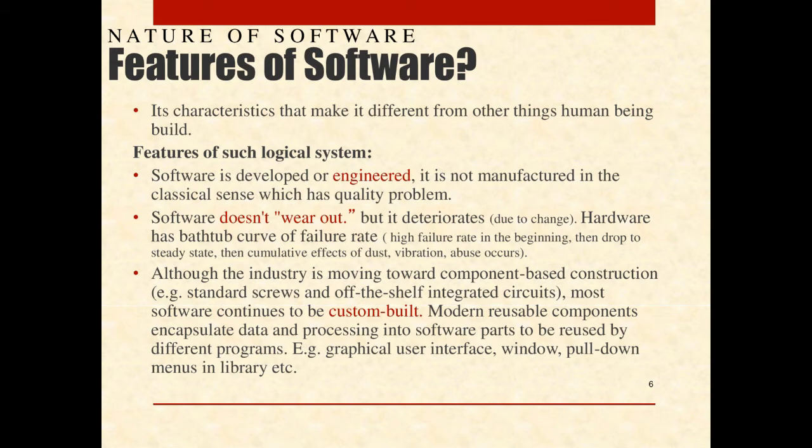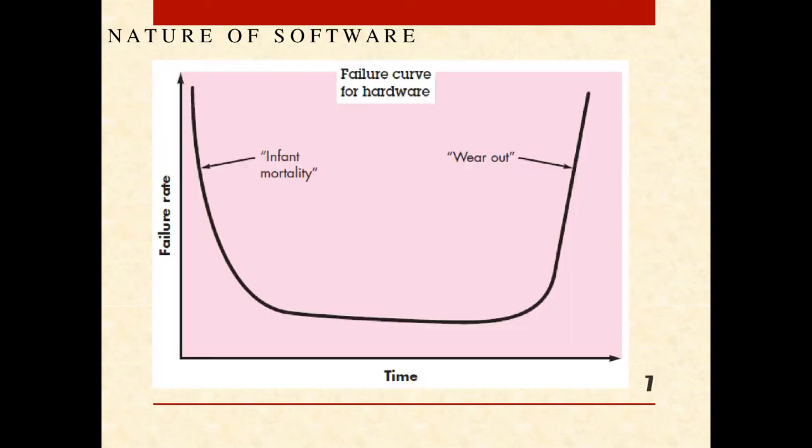Although the industry is moving towards component-based construction, for example, standard screws and off-the-shelf integrated circuits, most software continues to be custom built. Modern reusable components encapsulate data and processing into software parts to be reused by different programs. Example, graphical user interface, windows, pull-down menus in libraries, etc.